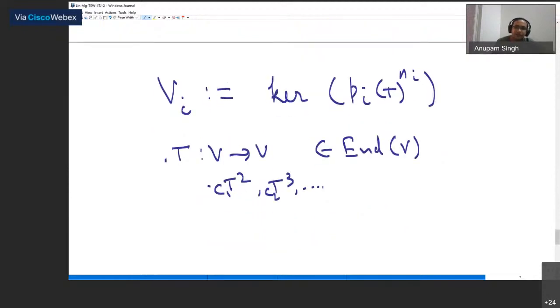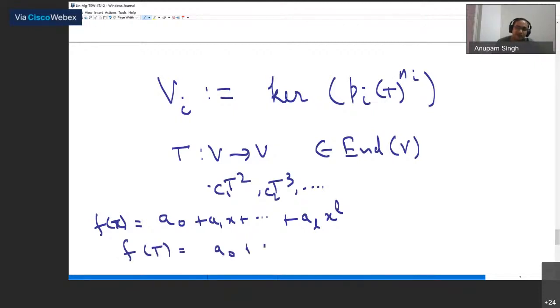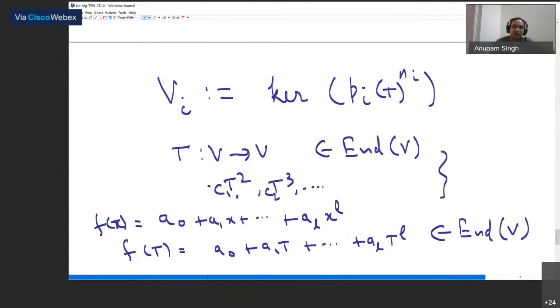So you see that when I'm given a T, I can substitute T in any polynomial. Let's say I am given a polynomial f(x), f(x) is a0 plus a1x plus up to aL x to the power L. Then f(T) makes sense. So f(T) will be a0 plus a1T plus up to aL T to the power L. This is also an element of End V, right? So as I explained here, it makes sense to take a power of a linear transformation, which is basically just the composition of T with itself.